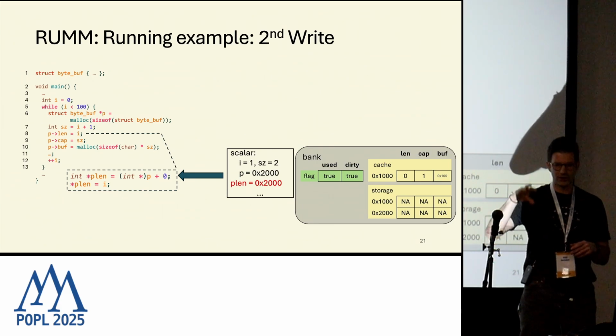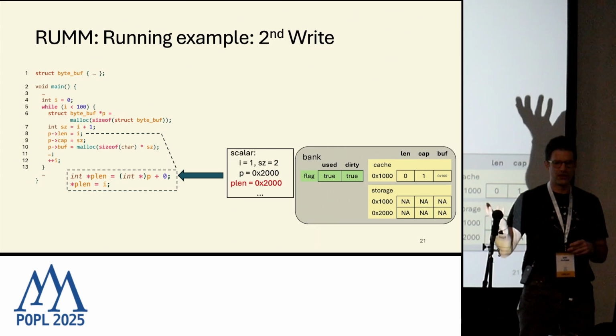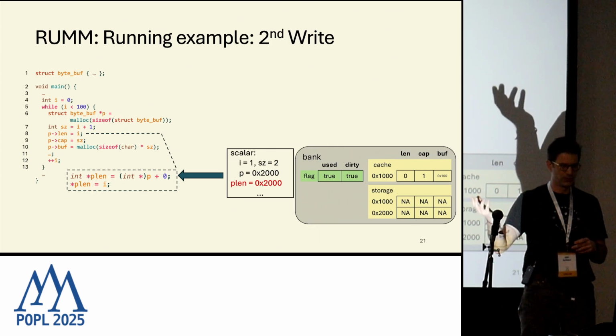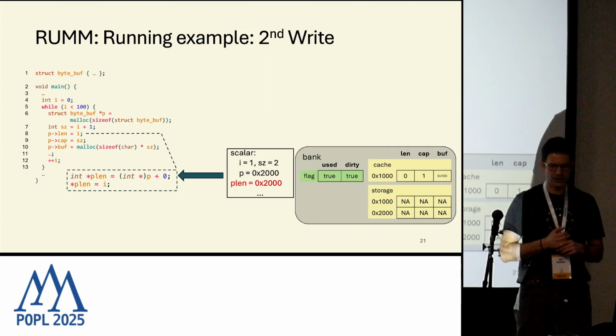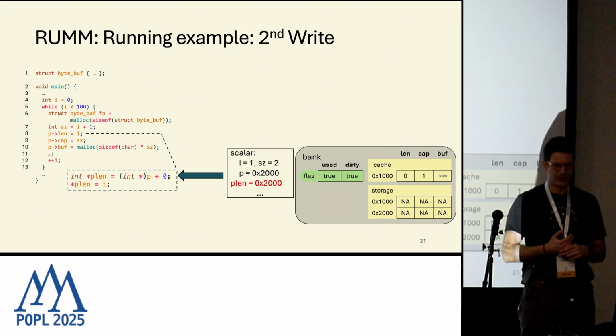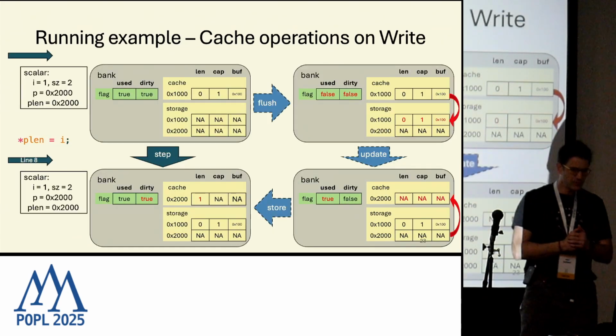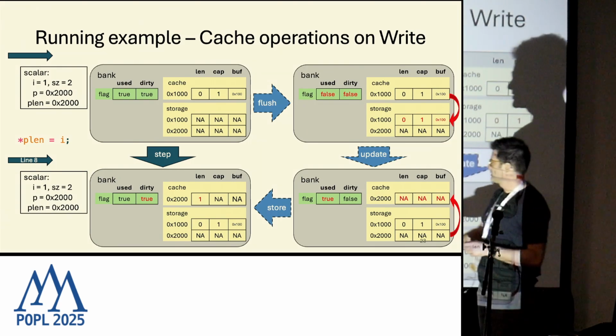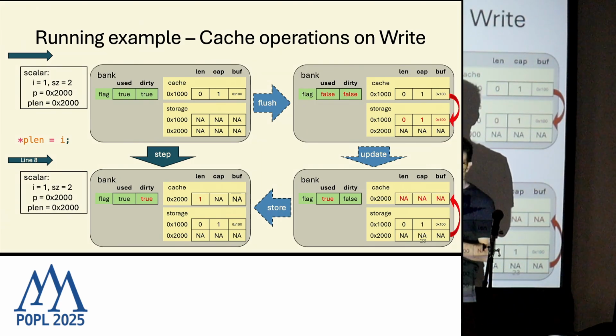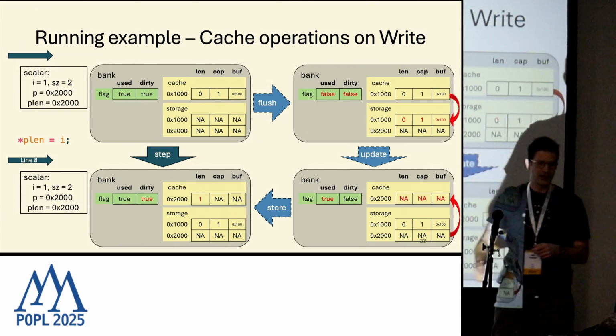At some point, we start doing a memory operation. We now know that we need to bring 2000 from memory into the cache, which means we have to flush the cache first. To flush the cache, we go through the steps. So this is sort of the semantic step that we want. And this is the micro-architectural step that we want.